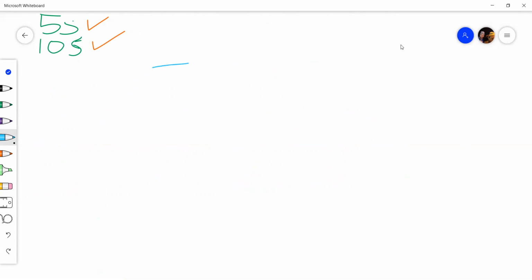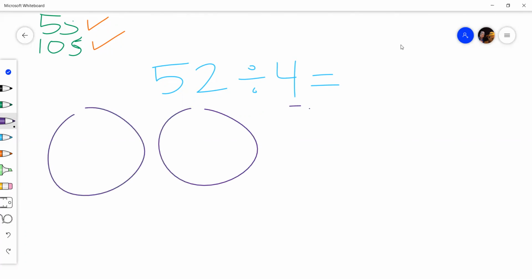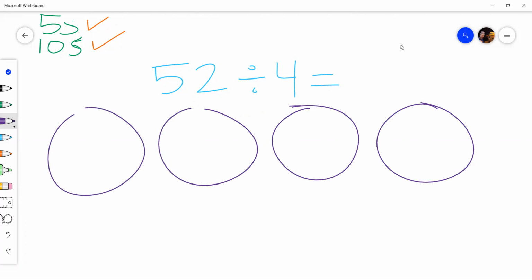So let's say we have 52 and we're going to divide it by 4. Okay, so again, I'm going to use loops and groups. So I'm going to make 4 circles. 1, 2, 3, 4. But I'm going to remember that I can skip count by 2s, I can skip count by 5s, or I can skip count by 10s to help me do this quicker, help me get to 52 quicker. So let's see, I'm going to go with 5s.